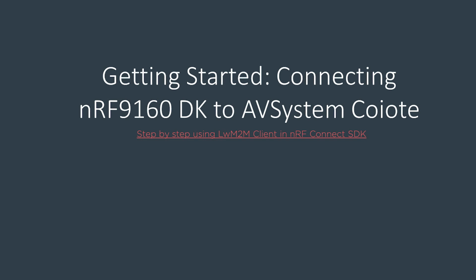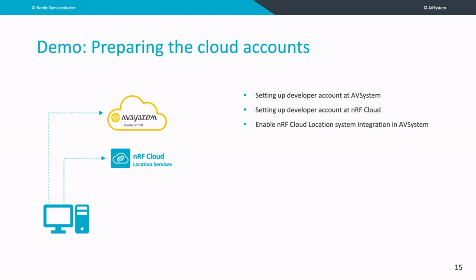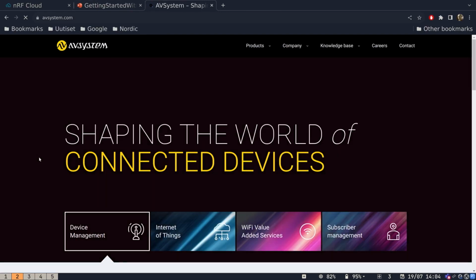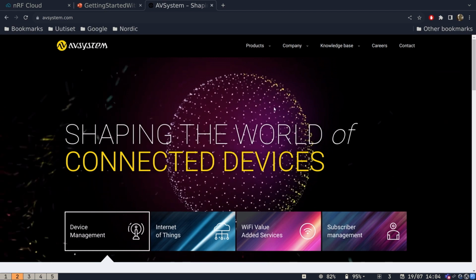I'm going to demonstrate how to integrate the AVSystem Coiote service and the nRF Cloud location services, and then connect my nRF9160 DK board into the AVSystem. First we need to do some preparation, and I'm assuming that the developers don't have an account for either of the systems. So I'm going to show how to get the free developer account created for both of these and then enable the integration. First we will start from the AVSystem website.